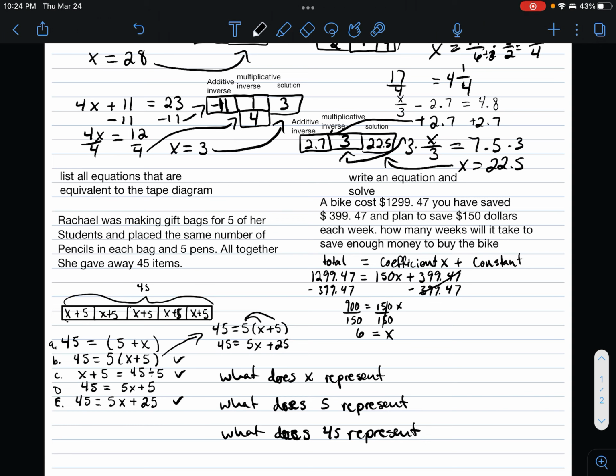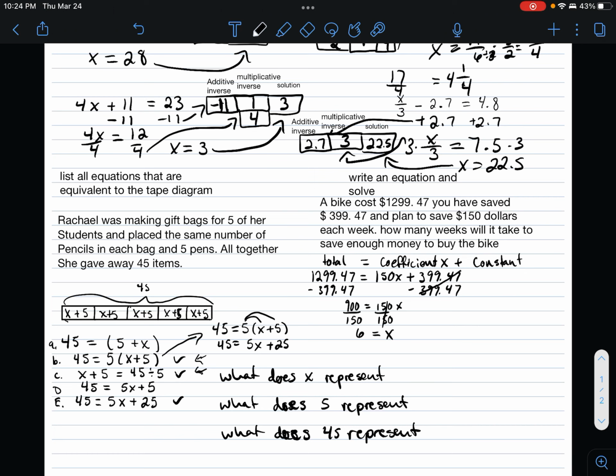So here, the ones that are true, we've got 45 equals 5, parentheses x plus 5. x plus 5 is equal to 45 divided by 5. That is 1. 45 equals 5x plus 25. So they've used the distributive property here. They've just done one step of solving on the second one here. And then this is the one that we see in the tape diagram. Okay, so that's one part.